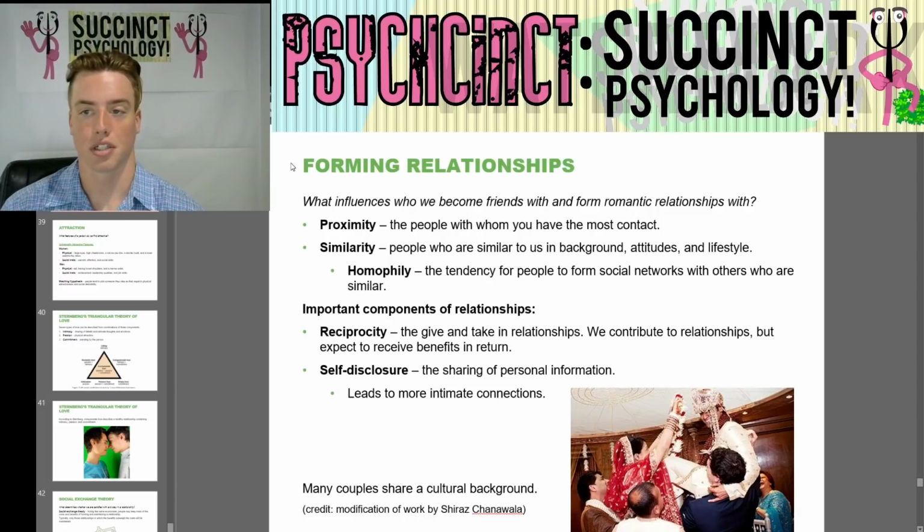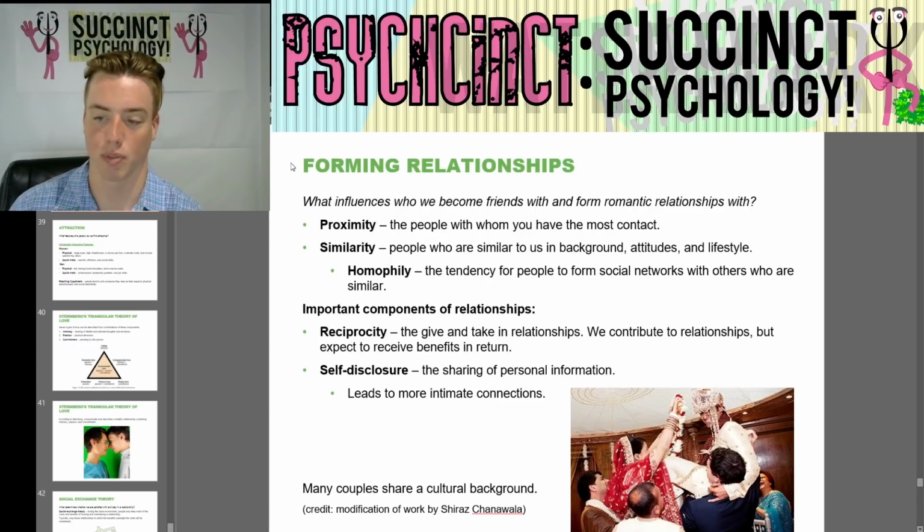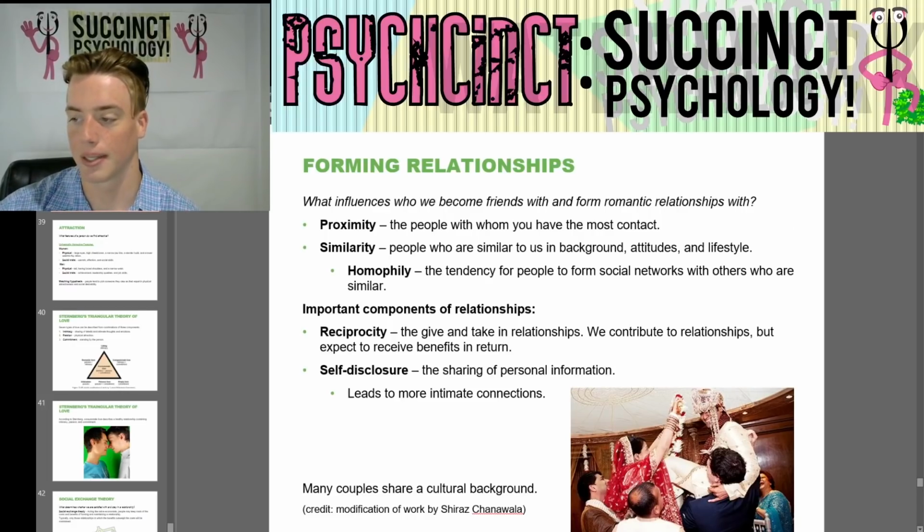So, forming relationships. What influences who we become friends with and form romantic relationships with? Proximity, the people with whom you have the most contact, and similarity, people who are similar to us in background, attitudes, and lifestyle. Homophily is the tendency for people to form social networks with others who are similar. Important components of relationships: reciprocity, the give and take in relationships. We contribute to relationships, but expect to receive benefits in return. And then self-disclosure, the sharing of personal information, which leads to more intimate connections. Many couples share a cultural background, as you can see here.